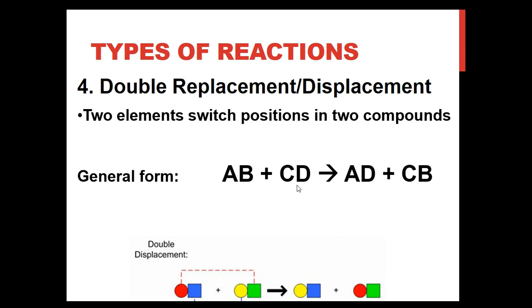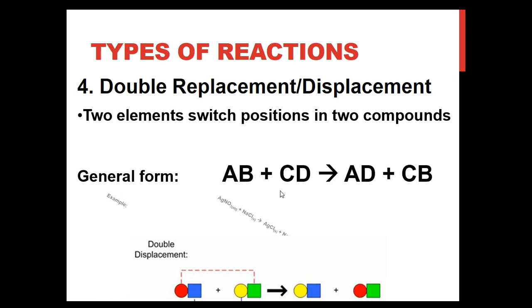You have this compound and this compound, and everybody's going to switch around, and you have two new compounds. So in a single replacement, this would not be a compound, or this would not be a compound. Only one of them would be a compound. In a double replacement, both are compounds. That is the difference. So you might want to rewatch that again, because that's what students get wrong all the time.